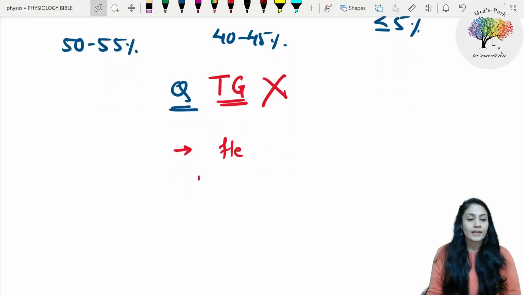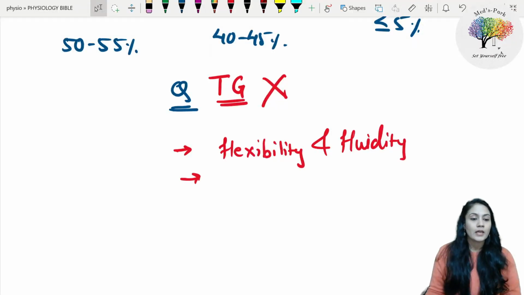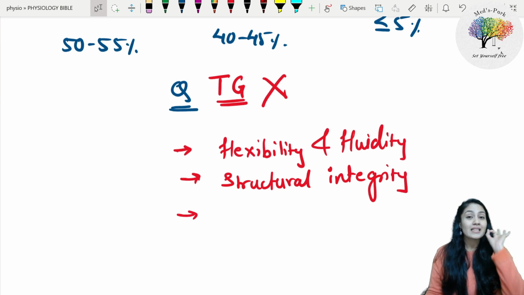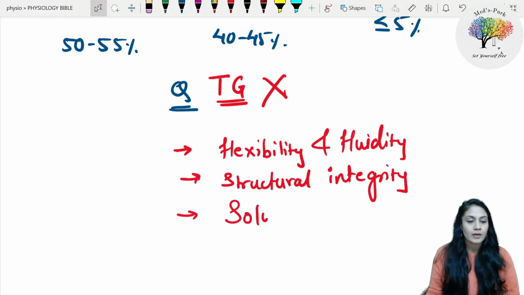As we talked about, lipids have certain features. What is their function? It gives flexibility and fluidity. It maintains the structural integrity. And it also gives the most important property to the cell membrane, and that is nothing but solubility.